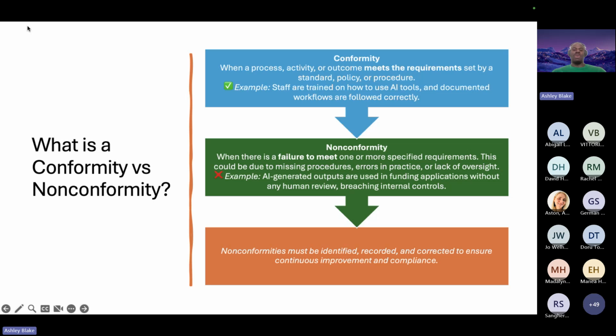A non-conformity would be where there is failure to meet one or more specified requirements. This could be due to missing procedures, errors in practice, or lack of oversight. So an example of that would be AI-generated outputs are used in funding applications without any human review, breaching internal controls. So non-conformities must be identified, recorded, and corrected to ensure continuous improvement and compliance.